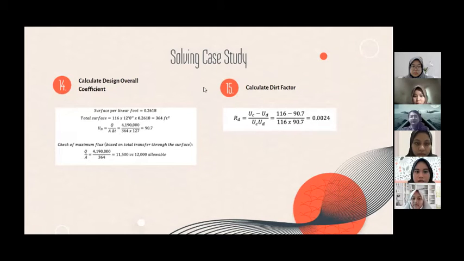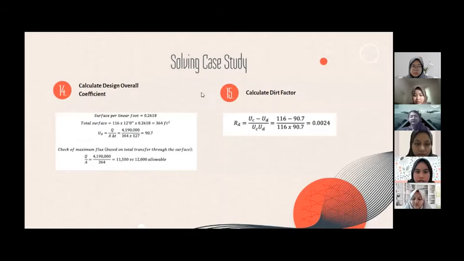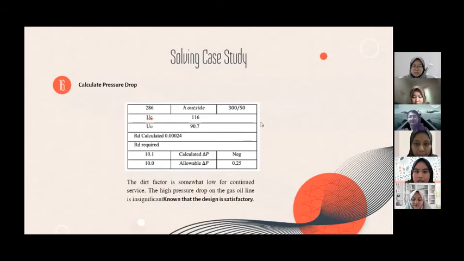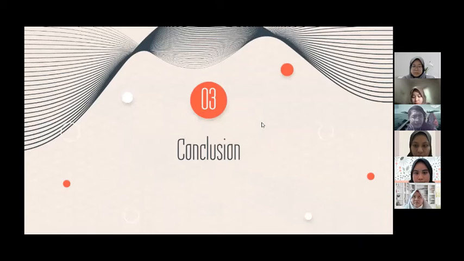And then we calculate the design overall coefficient, and then we calculate the dirt factor, and we get 0.0024. Then this is the summary from our calculation. The dirt factor is somewhat low for continued service. The higher pressure drop on the gas oil line is insignificant, and now the design is satisfactory.